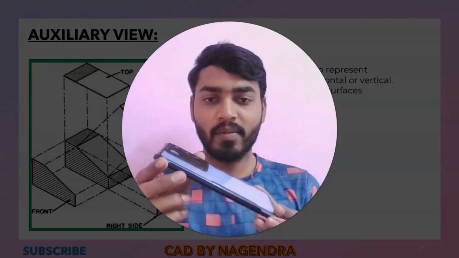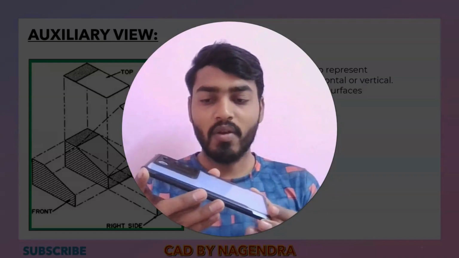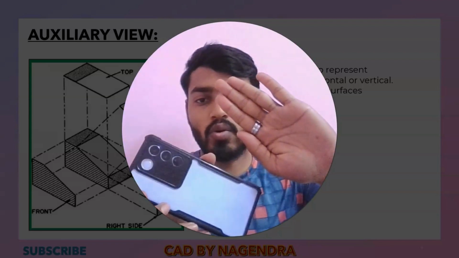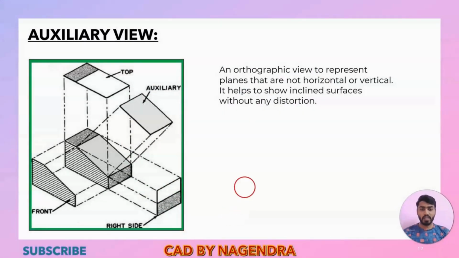So whenever we have inclined faces, we take the projection of this inclined face like this and show it separately. The true shape lying on that inclined face we can then see clearly by using auxiliary views. I hope you have understood auxiliary views. Here, an orthographic view is used to represent planes that are not horizontal or vertical. It helps to show inclined surfaces without any distortion. So while we have inclined faces, we take the projection and show it, and that type of view we call auxiliary views.